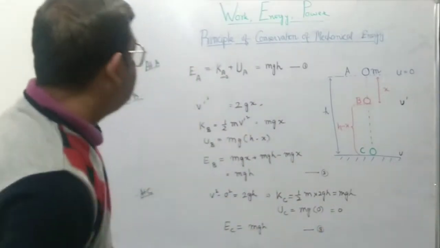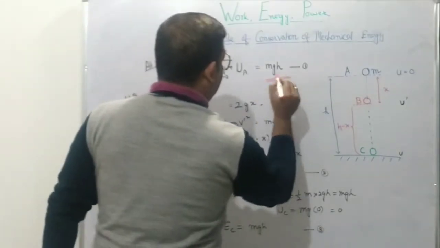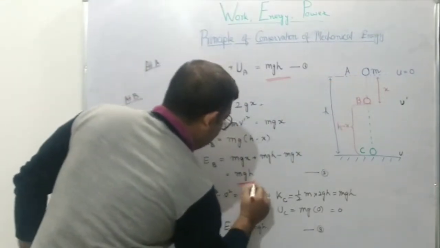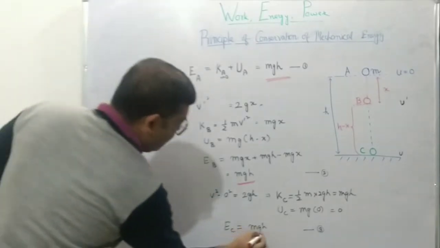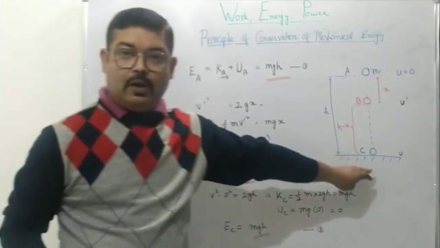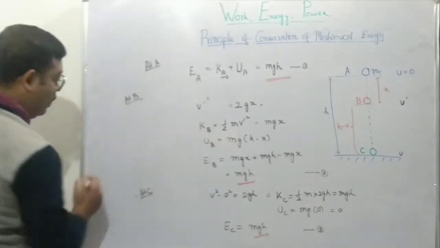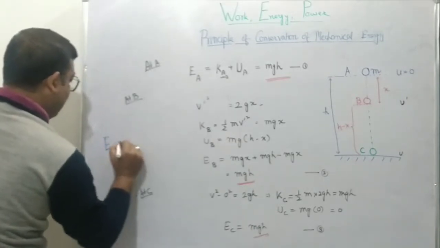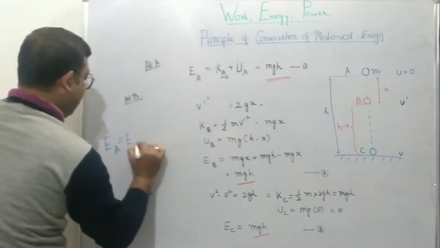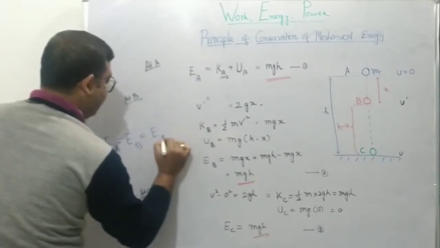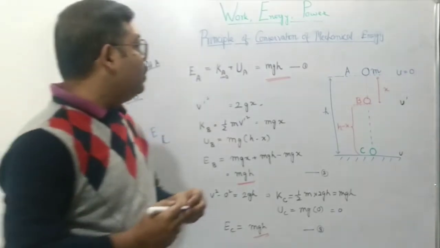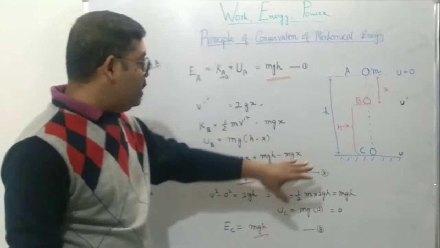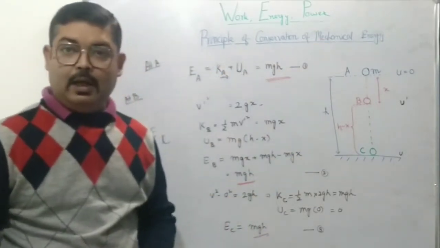So what we have seen is that the total mechanical energy at the top at point A, at an intermediate point B, and at the final point C on the ground level, all these values are equal. That is to say, E at A equals E at B equals E at C. So the total mechanical energy of the free falling object is constant throughout its entire path, which is a proof of the principle of conservation of mechanical energy.